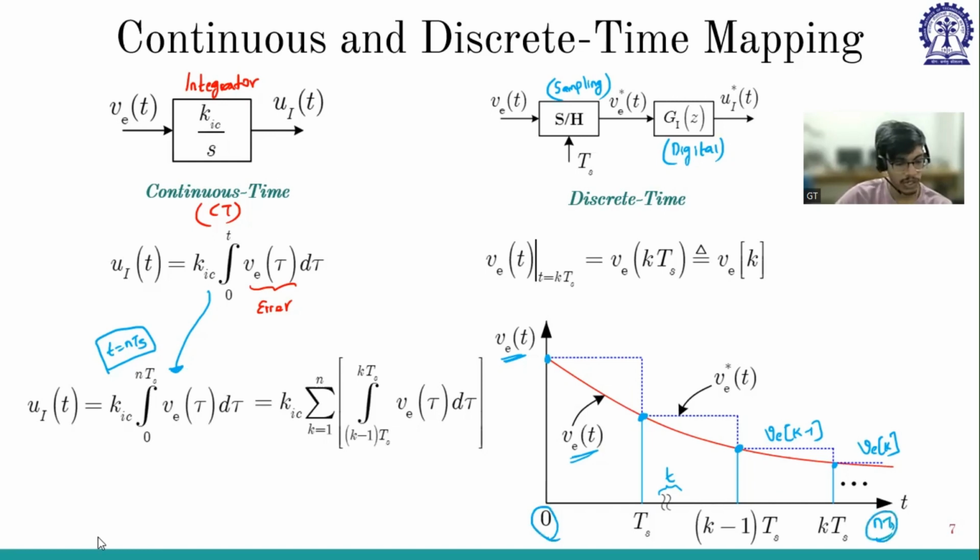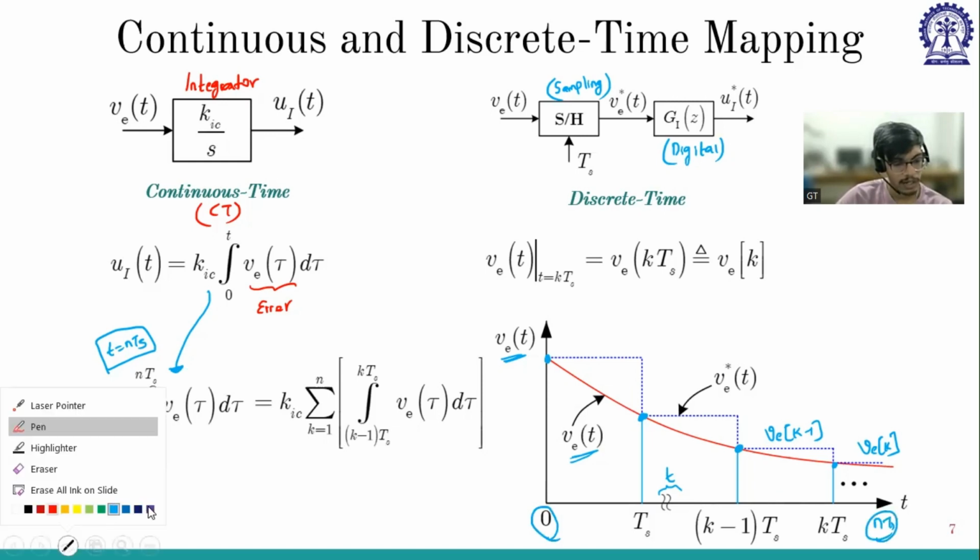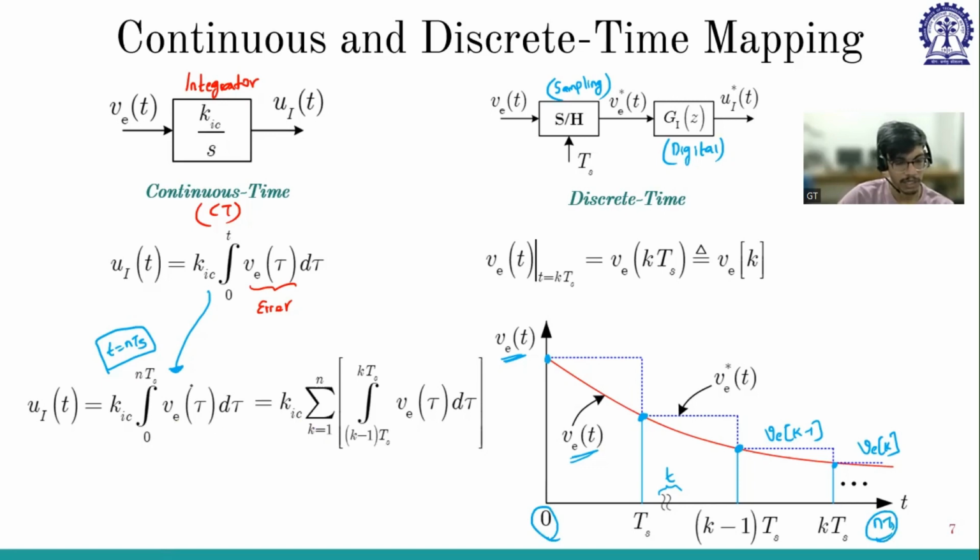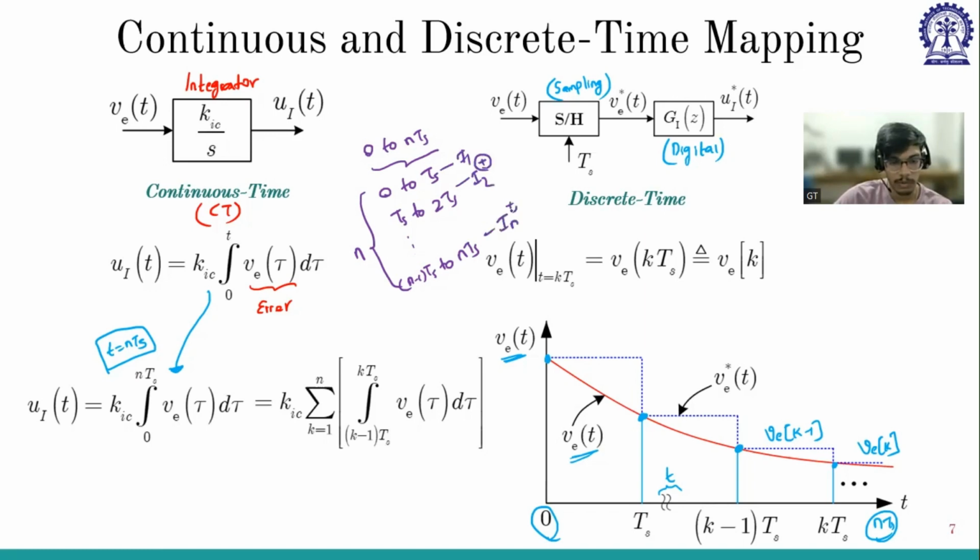Say t goes from 0 to the last point NTS. This is in continuous time, so I am writing the same equation, and after that I am writing it as a summation. I am breaking 0 to NTS into n different parts. The first part is 0 to TS, the second part is TS to 2TS, the third part, and so on up to n minus 1 TS to NTS. So how many parts do I get? n. I write the integrals as I1, I2, up to IN, and add them all: I1 plus I2 plus up to IN. So I am writing this in terms of a summation.